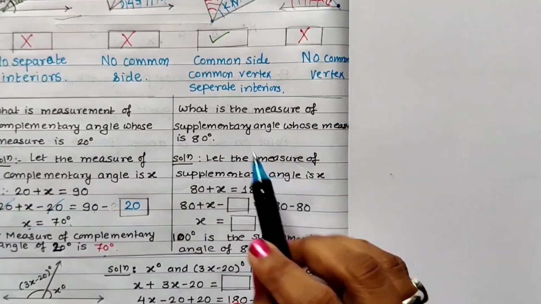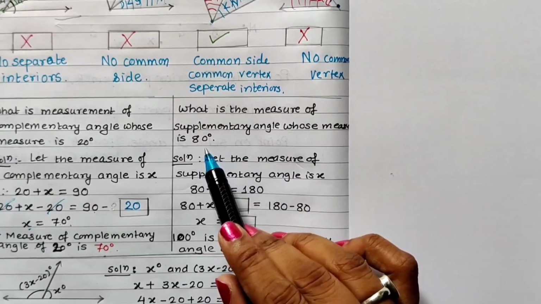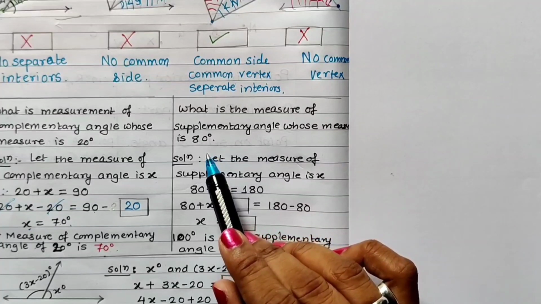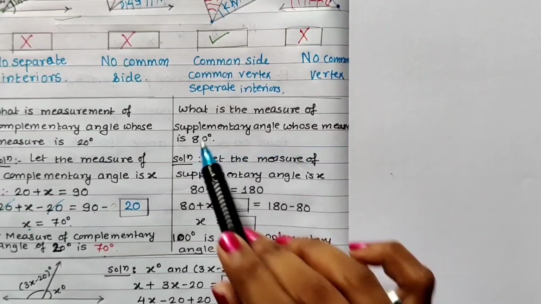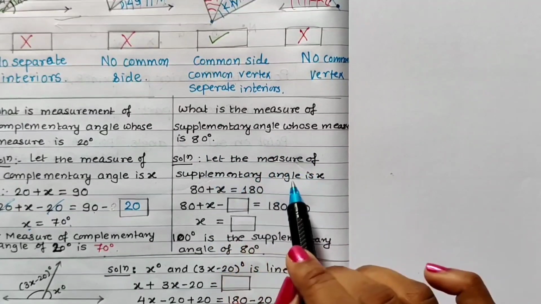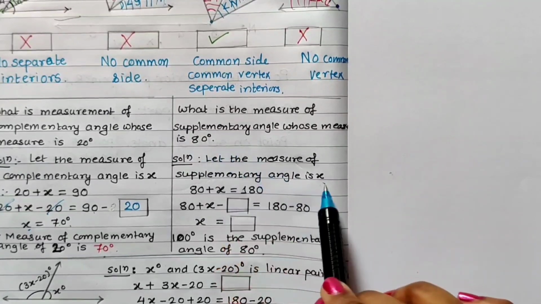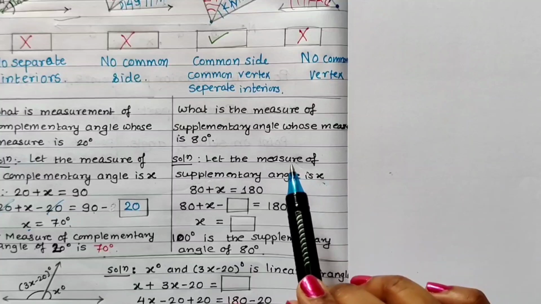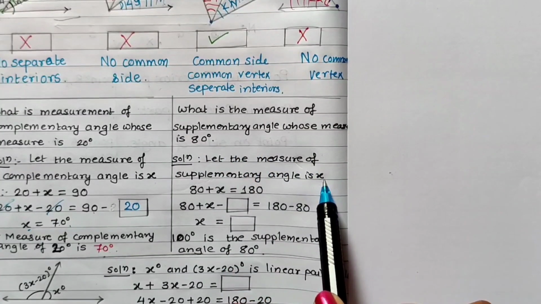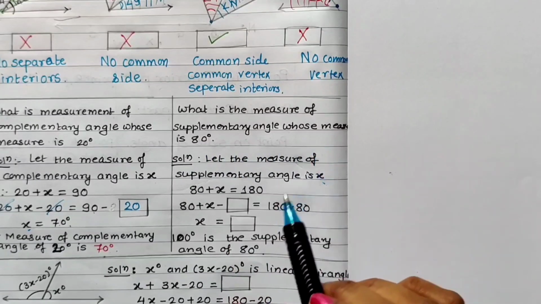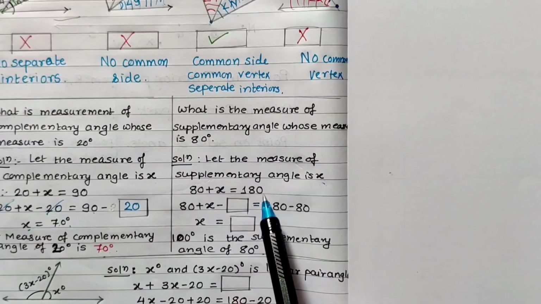Now in the same way we have to solve this sum. What is the measure of the supplementary angle whose measure is 80 degrees? Again we don't know the measure of the supplementary angle of 80 degrees. So we have to take the measure of the supplementary angle as x. So x and 80 degrees are supplementary angles. That means their total is 180 degrees. Supplementary angle total is always 180 degrees. So 80 degrees and x degrees are supplementary, and that's why we have to write here 80 plus x is equal to 180.